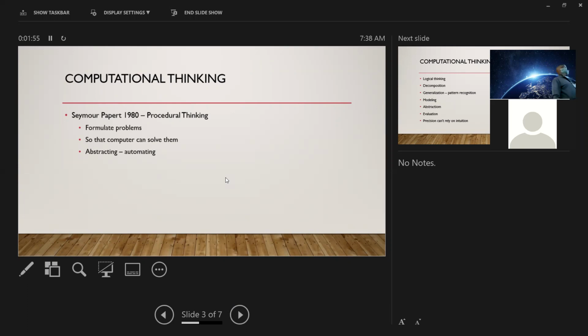So people started thinking about this idea. We got this term computational thinking as a way for people to think about how we approach a problem so that it can be solved on a computer. And actually, Seymour Papert, in 1980, coined the term procedural thinking. Basically, the idea is that we need to learn how to formulate problems so that a computer can solve them, and automate the problem so that a human doesn't have to do all of the calculating, for example. So that's the idea there.